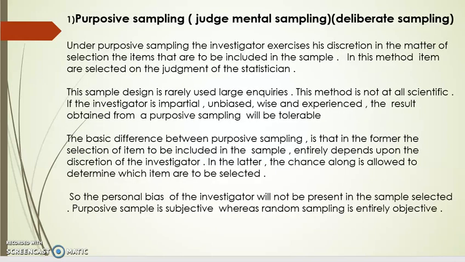Purposive sampling. Under purposive sampling, the investigator exercises discretion in the selection of the items that are included in the sample. In this method, the items are selected on the judgment of the investigator. Thus, in this sampling the investigator selects items with discretion. The investigator deliberately chooses items to represent the population.